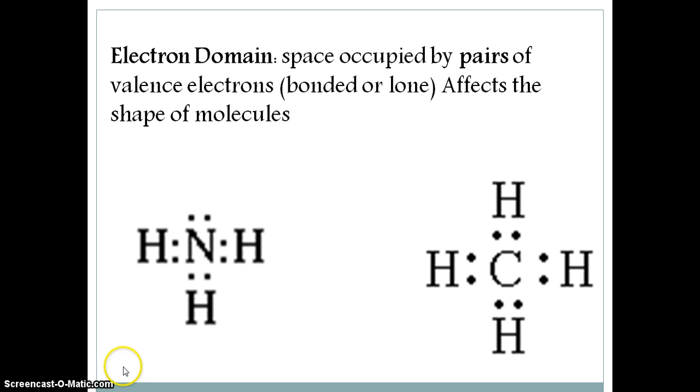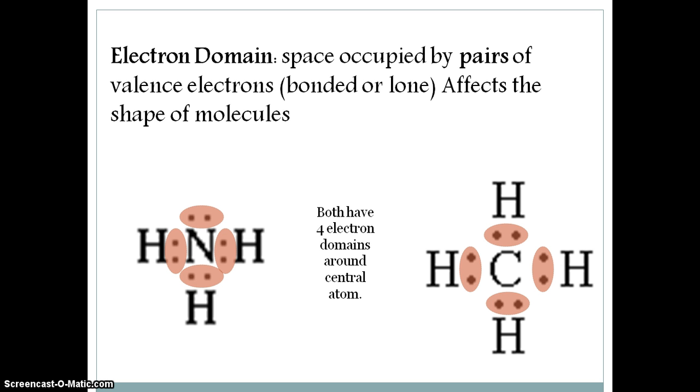If you look at the first molecule on the left, ammonia, or nitrogen trihydride, we can see that it has 1, 2, 3, 4 electron domains. So 4 areas where there's electrons. If you look at the one on the right, methane, or CH4, carbon tetrahydride, we also have 1, 2, 3, 4 electron domains, 4 spaces where there are electrons. Both of them have 4 electron domains around the central atom, but they have very different shapes, as we'll see momentarily.